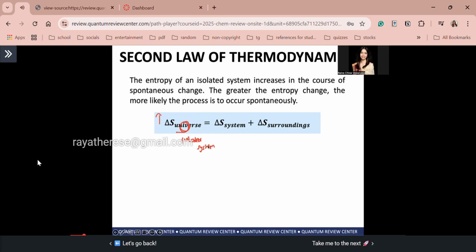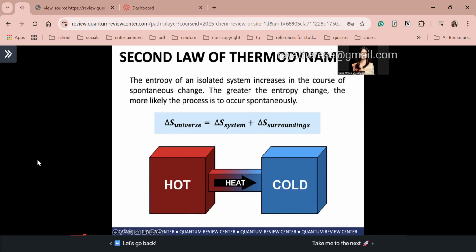Okay? And the delta S of the universe consists of the entropy of the system plus the entropy of the surroundings. So guys, what is the relevance of the second law of thermodynamics? Bakit nga ba natin siya inaaral? So for example, guys, here we have two systems, A and B. They are capable of transferring heat from one another. So here we have a hot object, letter A, and a cold object, letter B.